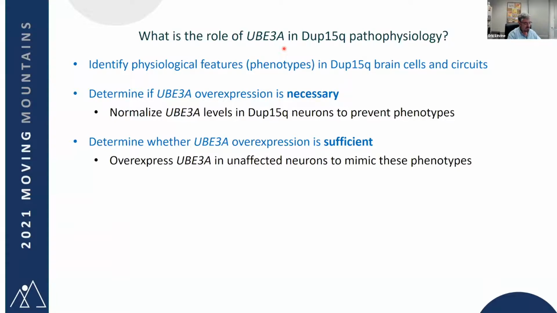So there's 3 aspects, sort of 3 components of my talk that I'm going to focus on here. So the first thing we want to do is identify physiological features, or what we call phenotypes, in Dup15q brain cells and circuits. We want to find out what makes Dup15q brain neurons different. What are the physiological differences? Once we know that, we're going to ask 2 related questions.